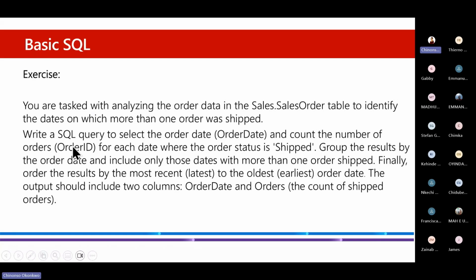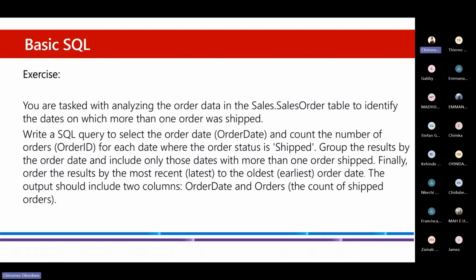Count the number of orders for each date, that's number 2. Then this filtering condition, where the order status is shipped. This is something you also have to keep in mind. So group the results by the order date and only include those dates with more than one order shipped. We don't care if one order was shipped on a day. We want the days that more than one order was shipped.